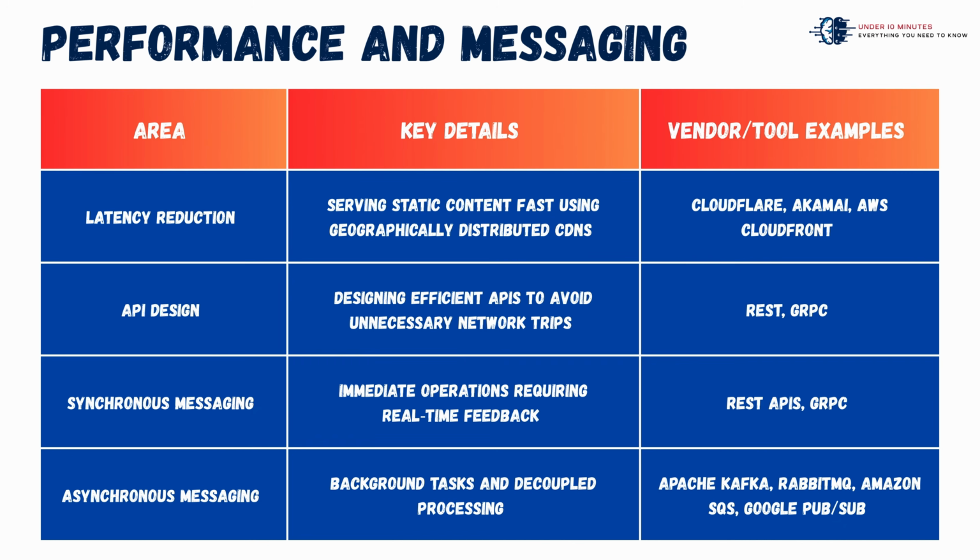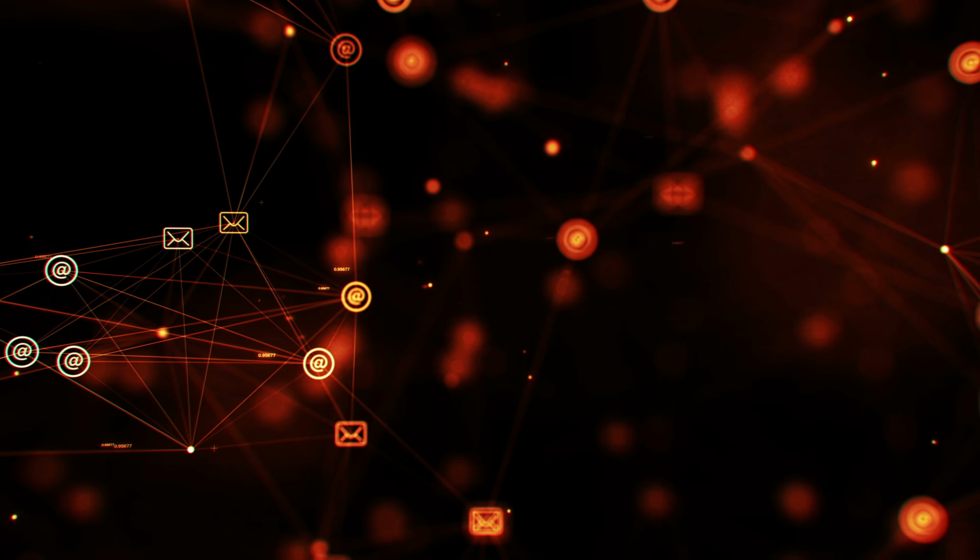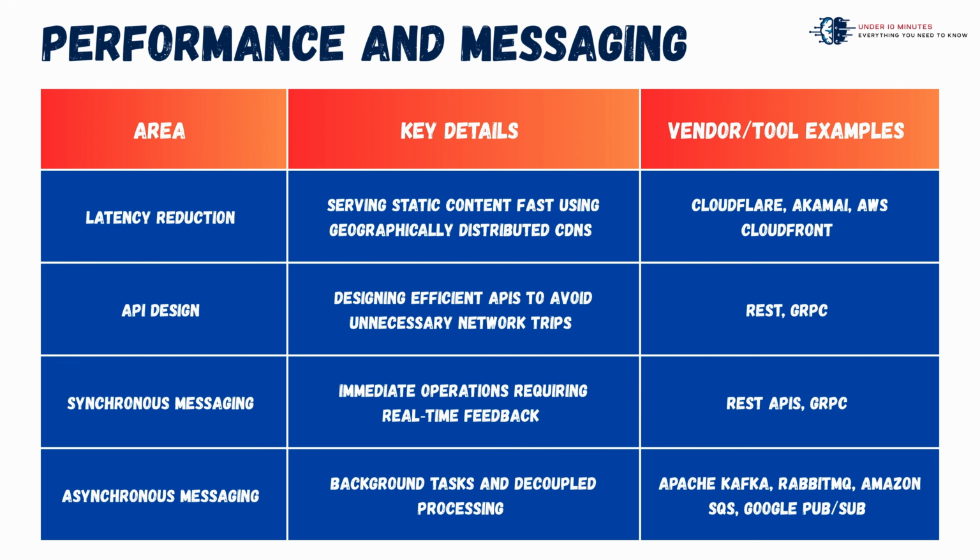The next aspect in system design is performance and messaging. A great system doesn't just work, it responds instantly and gracefully. Latency reduction starts with content delivery. CDNs like Cloudflare, Akamai, or AWS CloudFront ensure static assets are served from the nearest geographic location. This dramatically improves load times.